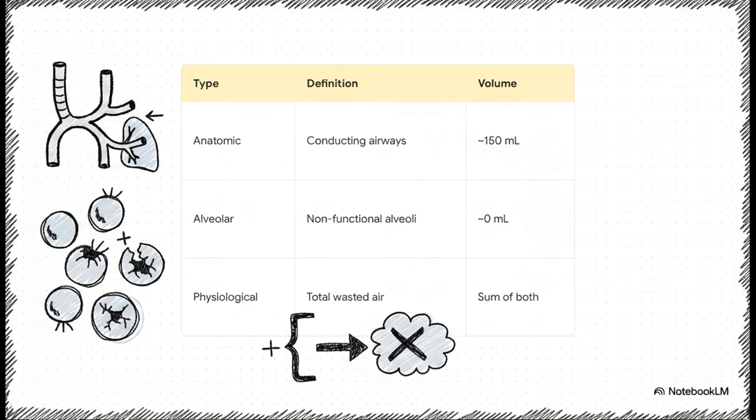Alveolar dead space is air that actually reaches the alveoli, but those specific alveoli are damaged or they lack blood flow, so no exchange happens anyway. Now, in a healthy person, this is virtually zero. Finally, physiological dead space is just the sum of both. It represents your total overall wasted ventilation.